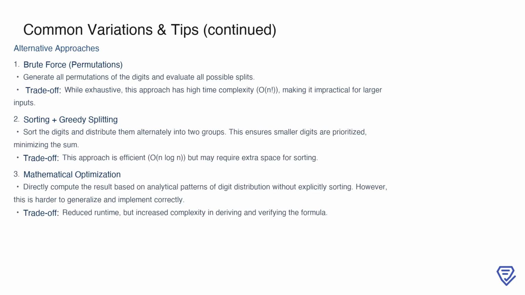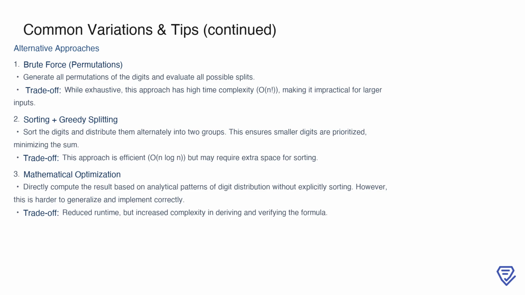Finally, let's explore alternative approaches. One method is brute force, where you generate all permutations of the digits and evaluate every possible split. While this guarantees you'll find the optimal solution, it's highly inefficient, with a factorial time complexity. For larger inputs, this approach quickly becomes impractical. A better option is the sorting and greedy splitting strategy. Here, you sort the digits and then alternate their assignment to two numbers. This approach is efficient, with a time complexity of n log n, though it might require extra space for sorting.